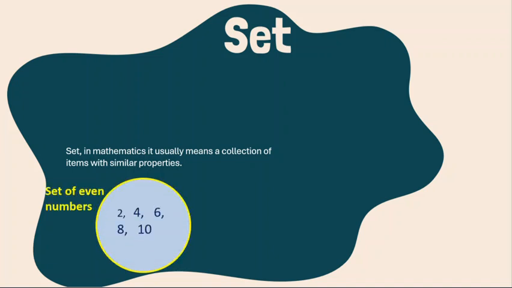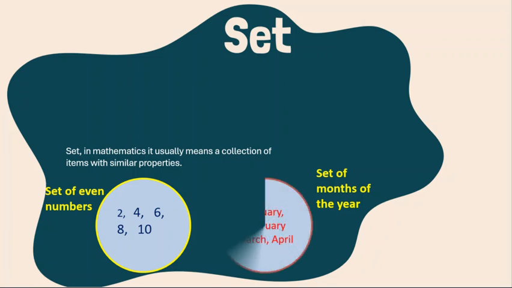So it can be a set of even numbers where you would have say 2, 4, 6, 8, 10. Or it can also be a set of other items at all, which can be set of months of the year. They can also qualify as a set.